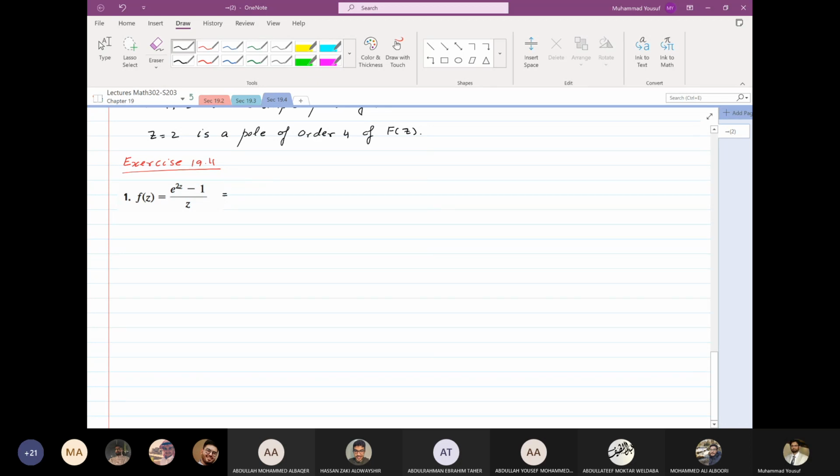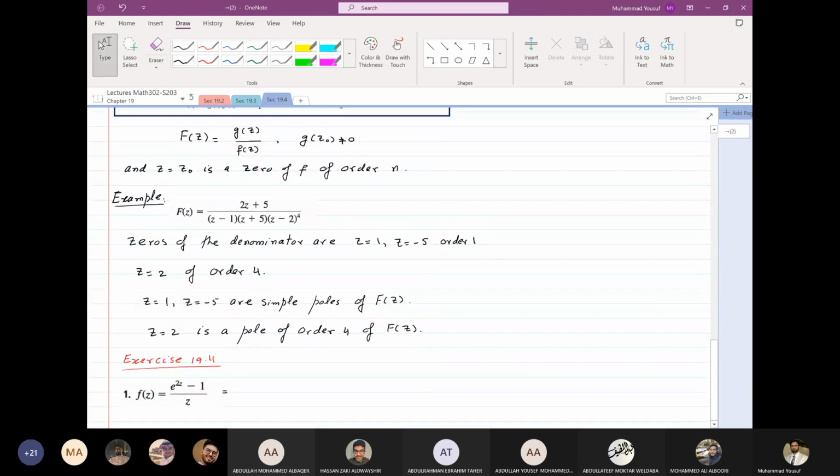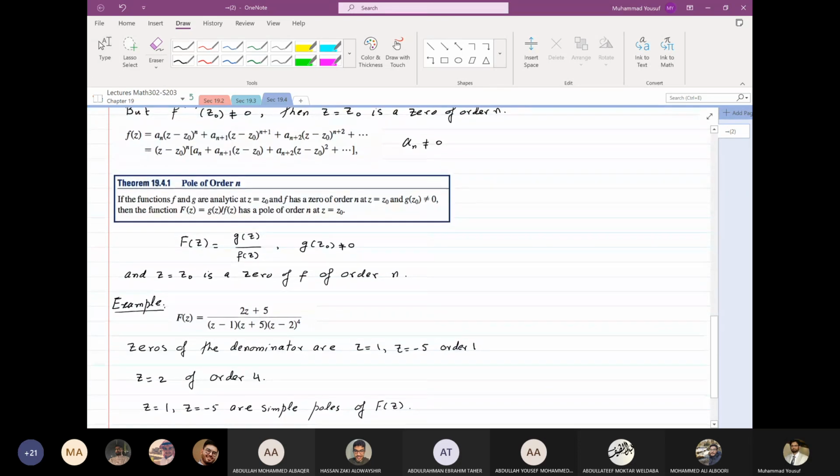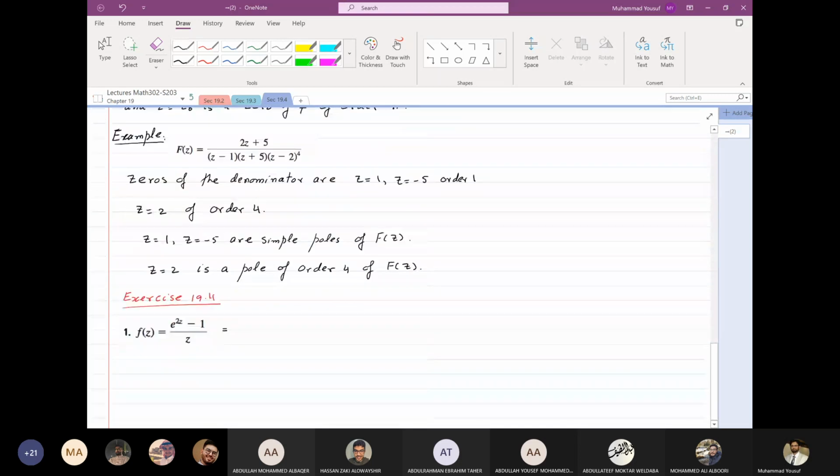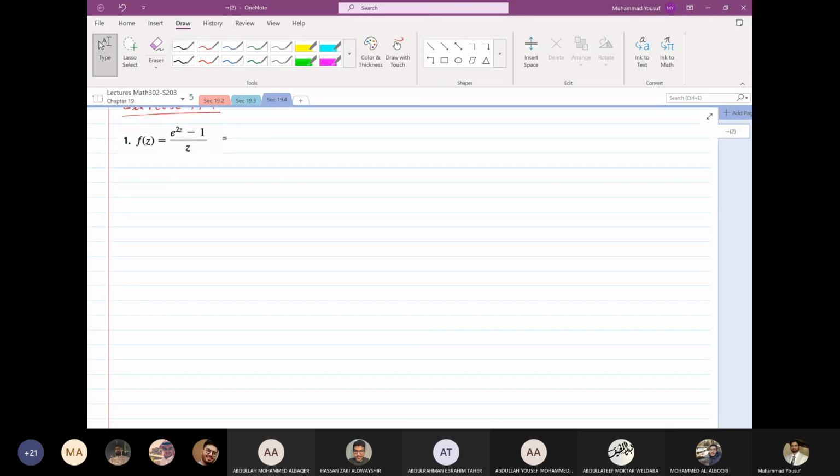Okay, when we look at this one, we see that z equal to 0 is a 0 of the denominator. Denominator is 0 at z equal to 0. But at z equal to 0, numerator is also 0. So this last theorem here, 19.4.1, will not be used here. So what should we do? We should use what we learned before.